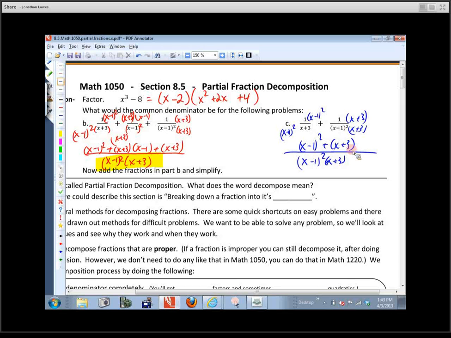Now, I don't do this very often, but Tylin, do you want to say that again? What is that? They are the exact same. Those denominators are exactly the same.